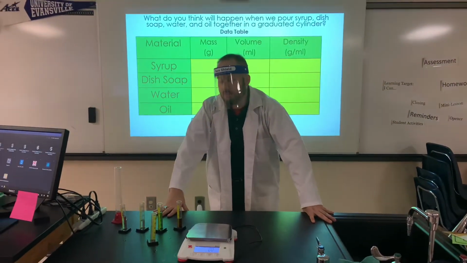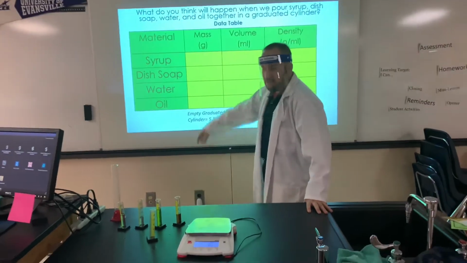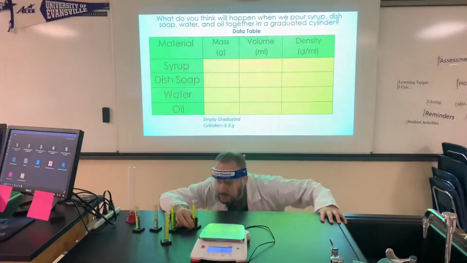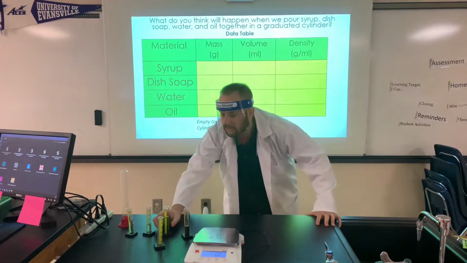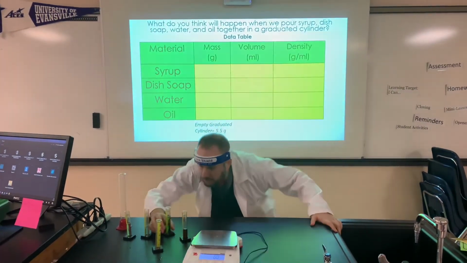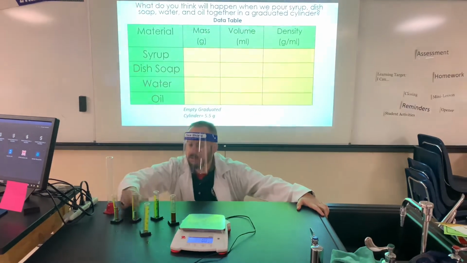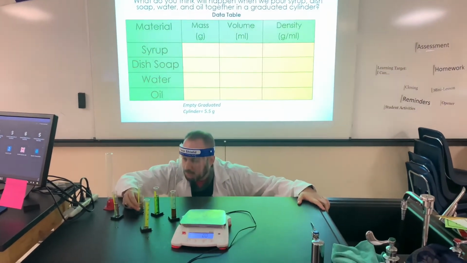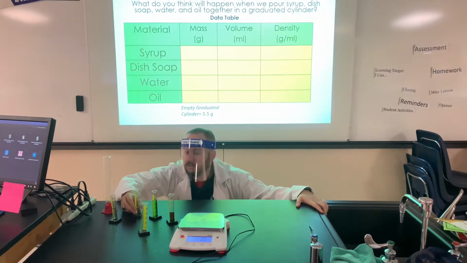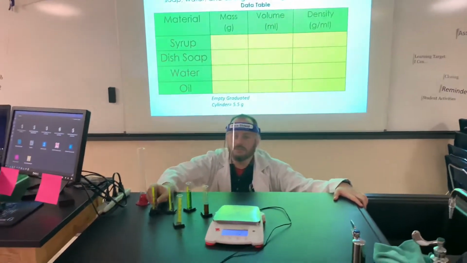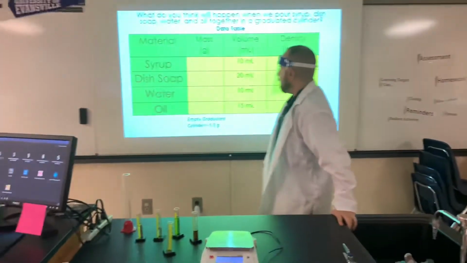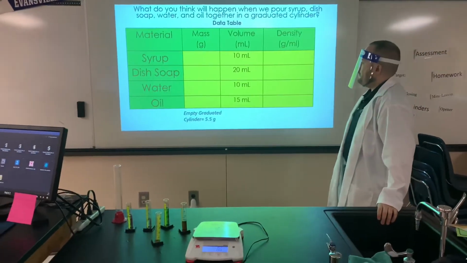Sure, we're going to start off with the syrup. The syrup right here, let's see, that is going to be 10 milliliters. The dish soap is 20 milliliters. The water is 10 milliliters. And the oil is 15 milliliters. Okay, so we can see we put our data in our chart.